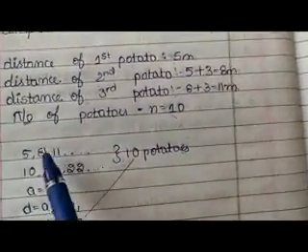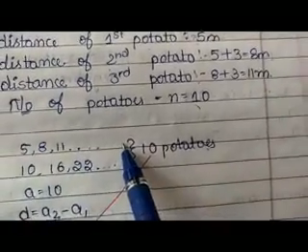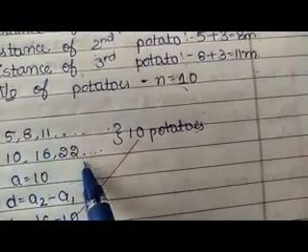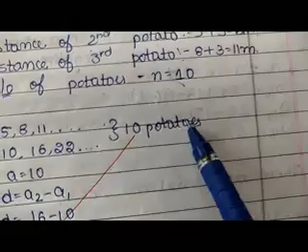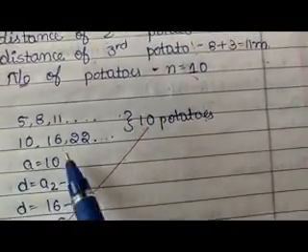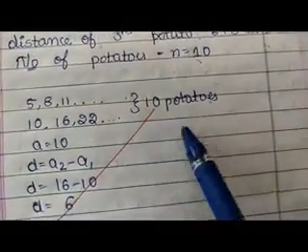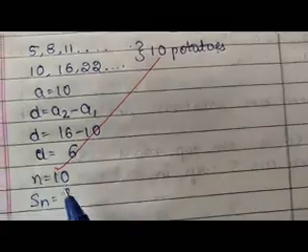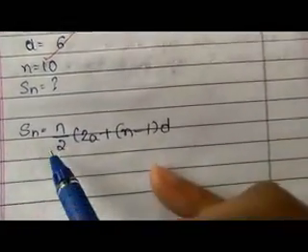But how many times are you running the distance? 2 times. Therefore we will write 5 twos are 10, 8 twos are 16, 11 twos are 22, and the number of potatoes will not change, 10 potatoes. Therefore 10, 16, 22, and so on. So a is equal to 10, d is equal to 6 and n is equal to 10. Sn you have to find.